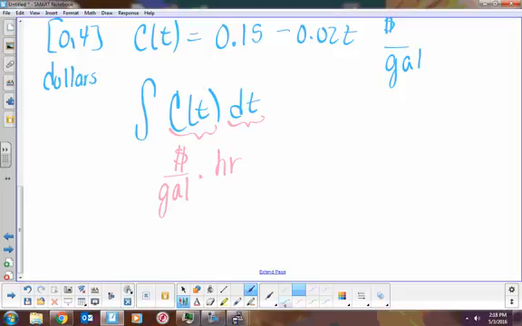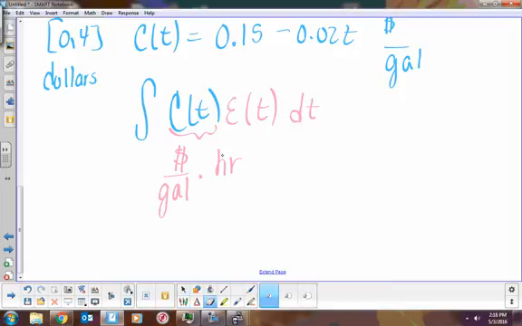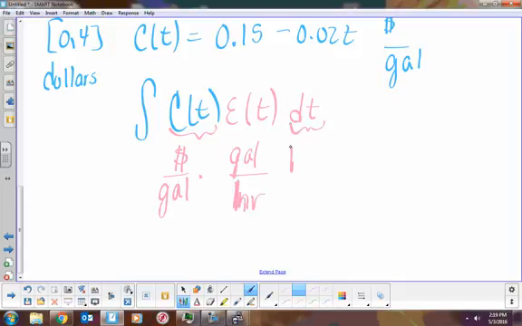Does dollars per gallon times hour give me dollars? No, that is not acceptable. So, what do you think we need to multiply the cost by? E of t. Let's check it out. dt. Now, what are the units on E of t? It's gallons per hour. And now what's dt? Hours. What's going to happen? Gallons are gone. Hours are gone. Will this truly give me dollars? Yes. When in doubt, play with units. That has helped me understand a problem when I wasn't sure if I was right or not.